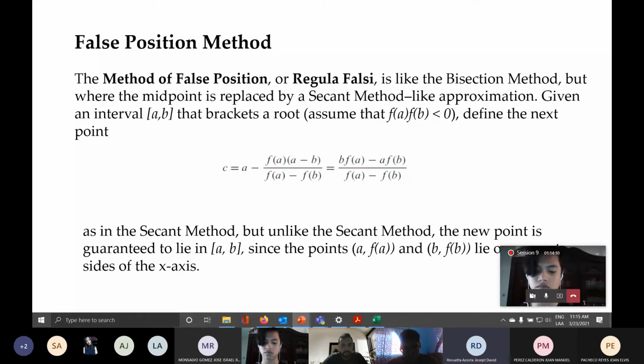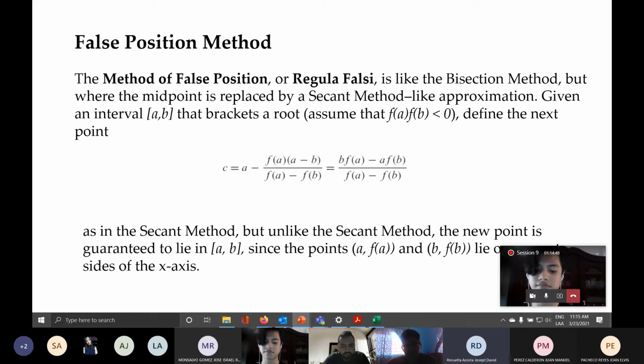It's like the Newton-Raphson method. It's also called Newton's method. So it doesn't mean there are different methods. It's the same thing. This method is pretty much the same as the bisection method, but where the midpoint is replaced by a secant-method-like approximation. Remember that in the bisection method, we approximate by dividing by half and half and half, and you make the interval very small so that we get the solution at the end.